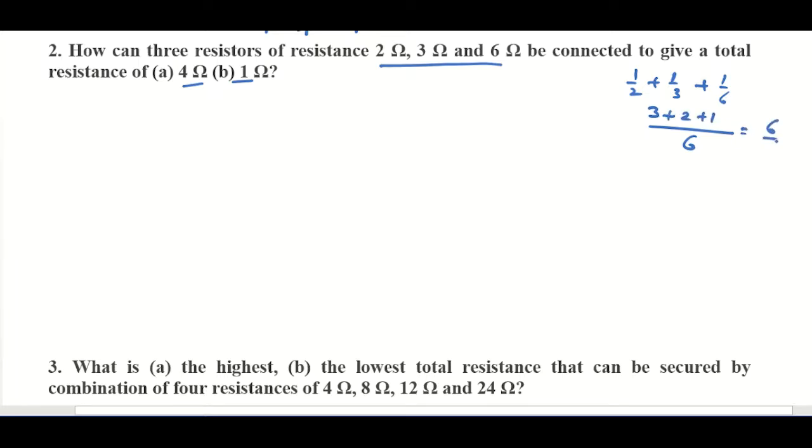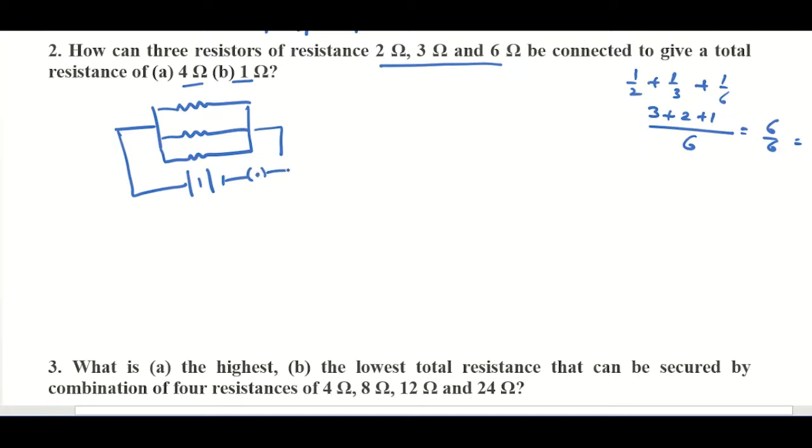We get 6 upon 6, 1 ohm. It means this is one combination: connect all the three resistances in parallel and then find the equivalent resistance. This is 2, this is 3 and this is 6. Now connect them in parallel. You get 1 upon R is equal to 1 by 2 plus 1 by 3 plus 1 by 6, and the reciprocal is also 1 ohm. This is case number 2.